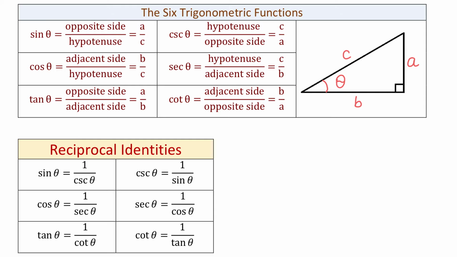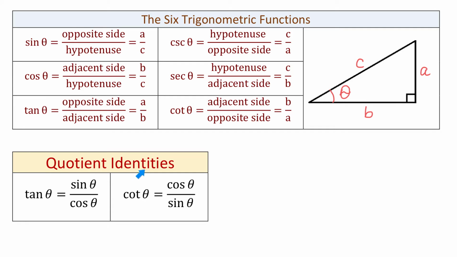And now to the right, let's verify that tangent of theta equals 1 over cotangent of theta. From the table above, cotangent of theta is B over A, so we will write this as 1 over B over A. Then this equals 1 times A over B, which equals A over B. And indeed, in the table above, tangent is A over B. Now let's move to the next group of trigonometric identities.